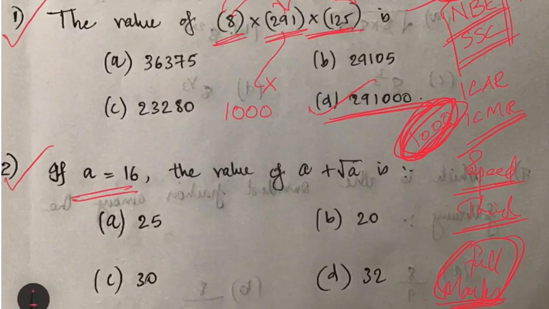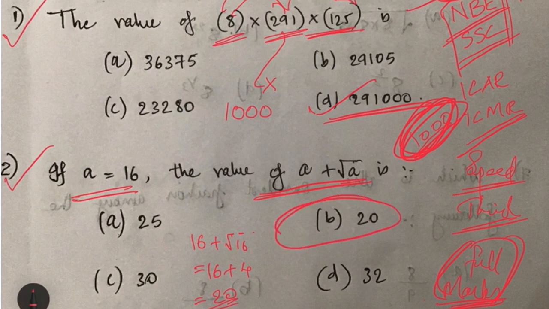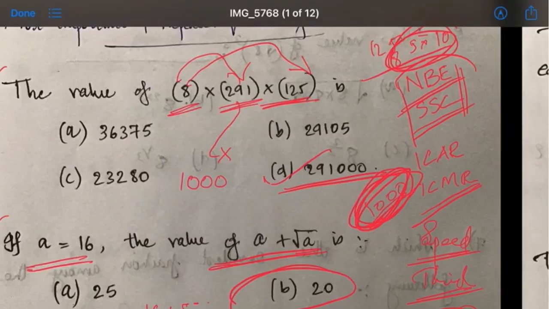If a is equal to 16, then value of a plus root a. It is very simple. The value of a is given 16 plus root 16, right? Root 16 will give the answer 16 plus 4, which is the answer 20. So the answer is option B, 20. So hope you are clear with it. So let's go to the next section.